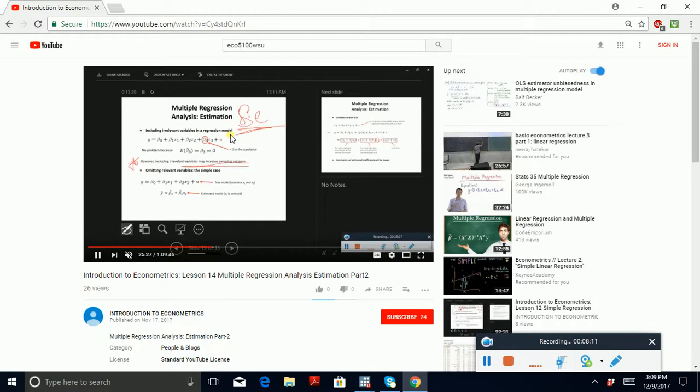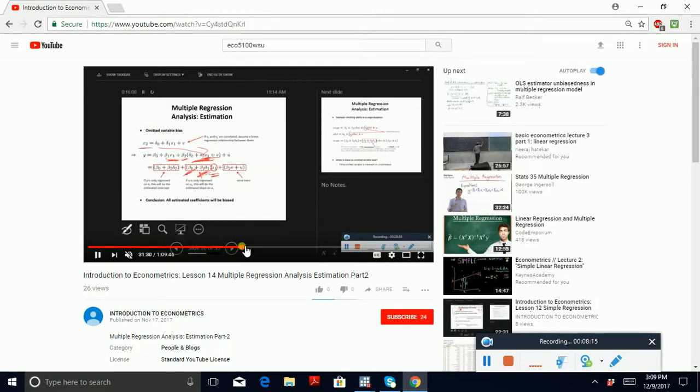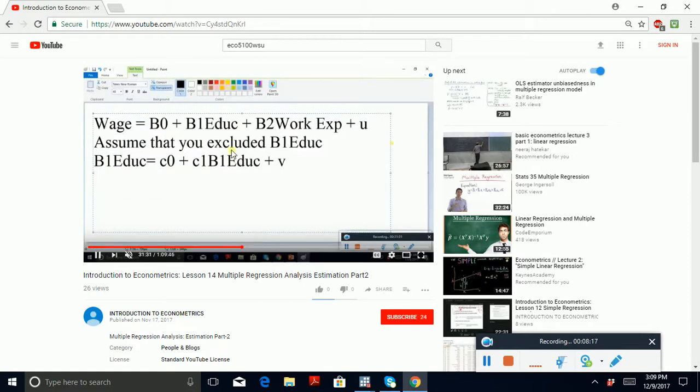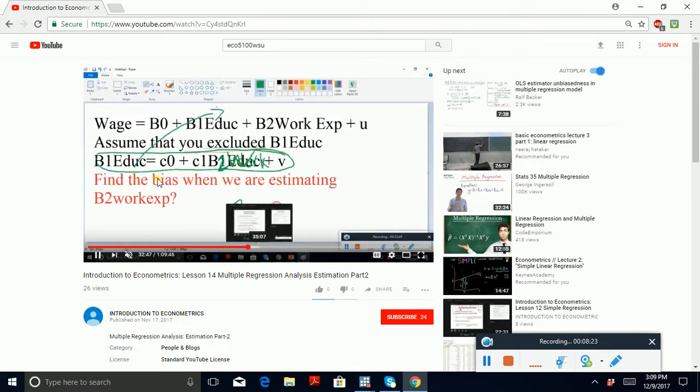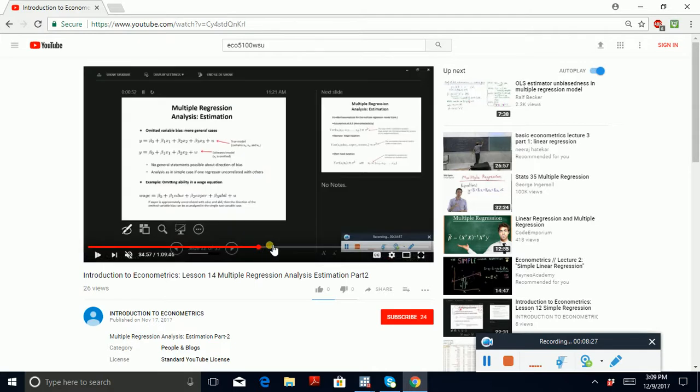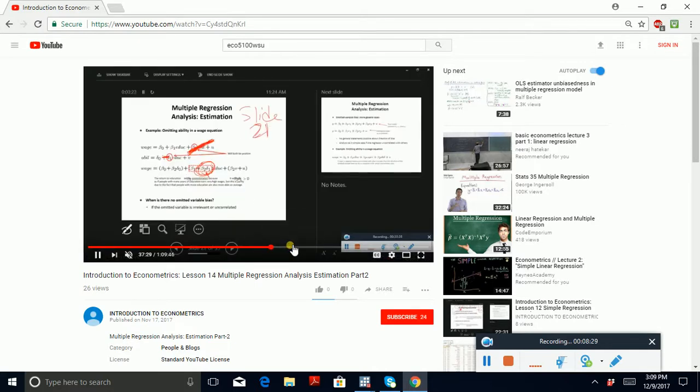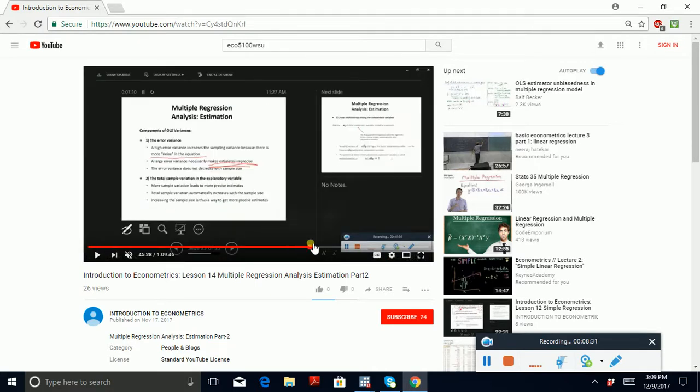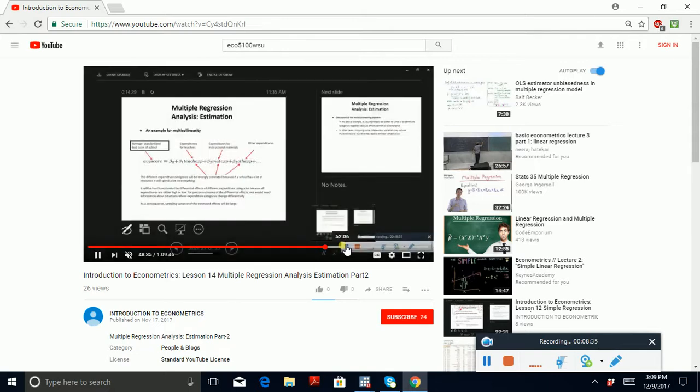So irrelevant variables in a regression model, what is the problem? You guys have to know that. And especially on minute 31, I was showing some of the things. So find the bias when we are estimating beta 2 workshop. So watch it, it's very important, right? Components of the OLS variance, right?